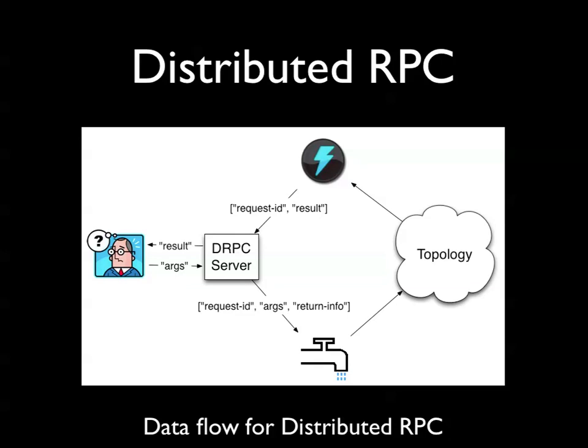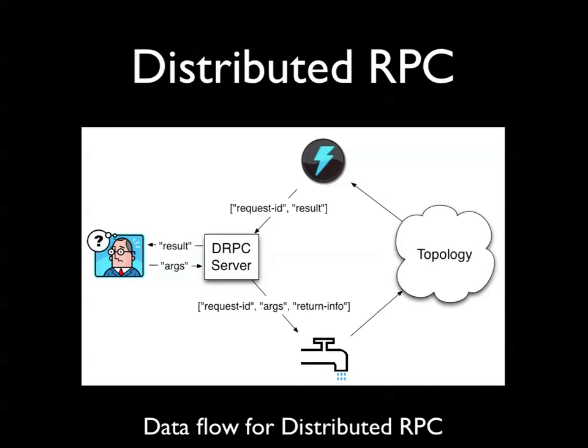And when it's finished, it sends the results to this special bolt, and it tells the bolt, for this request ID, here is the result. Here's what I computed. And then that bolt connects to the DRPC server and tells it, here's the result for this request ID. The DRPC server maps that result to the waiting client, unblocks the waiting client, and sends them back the result.